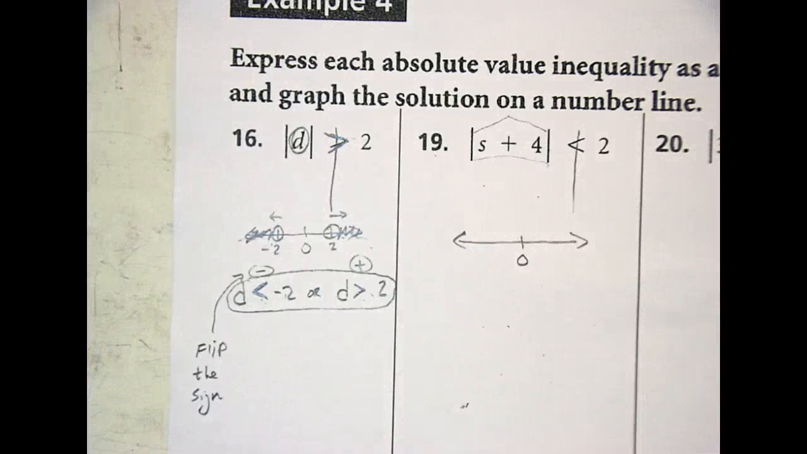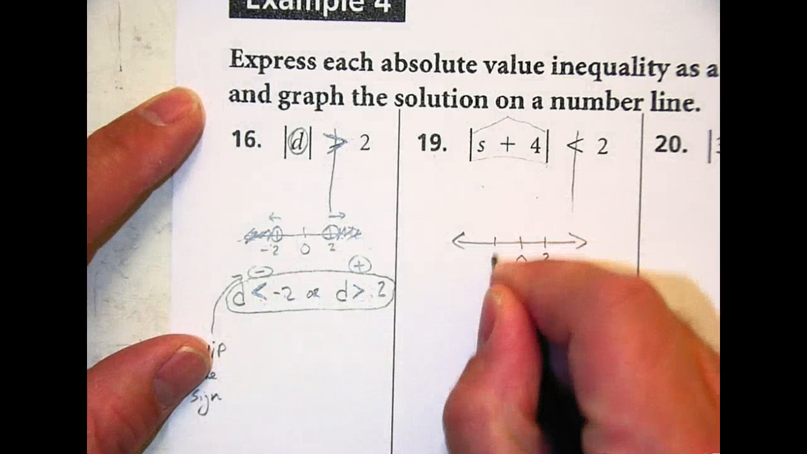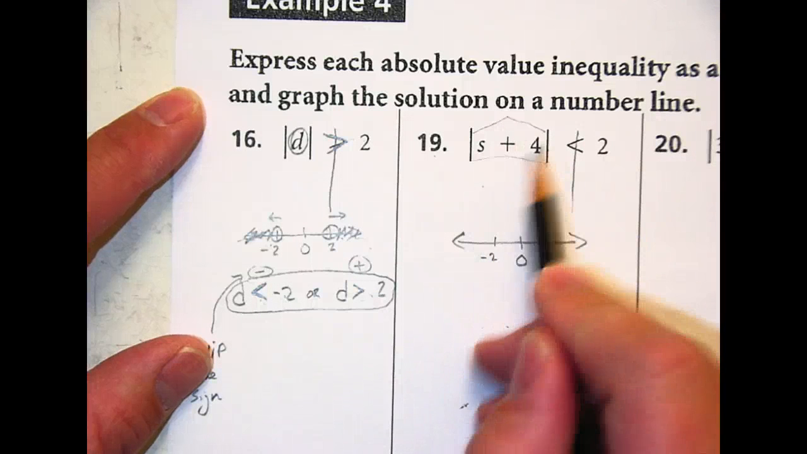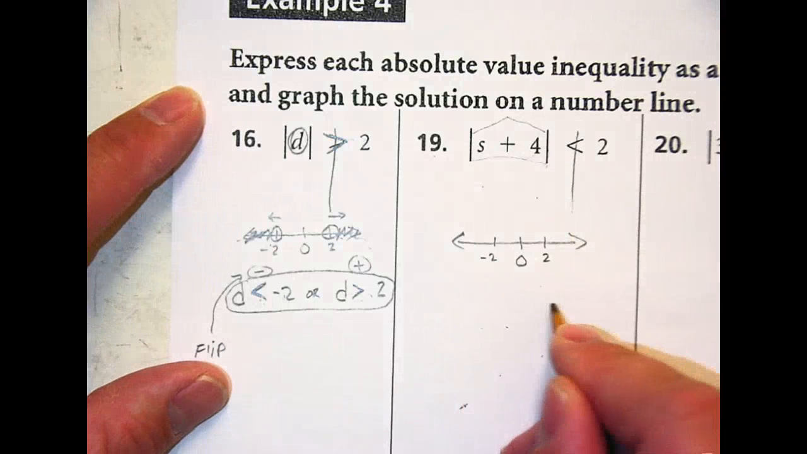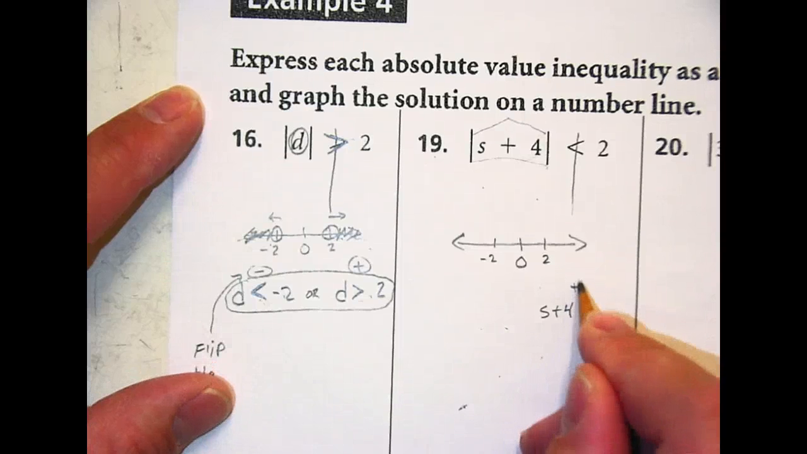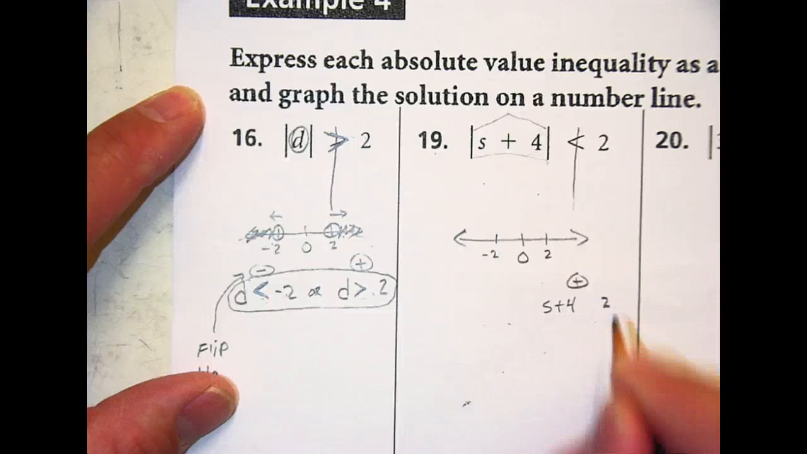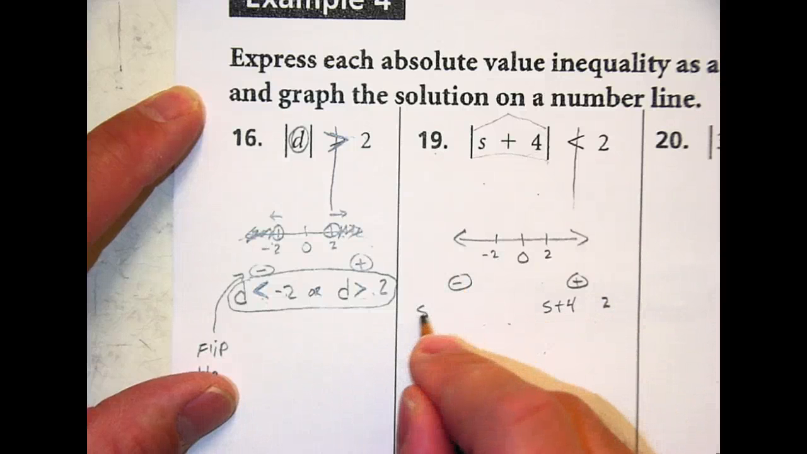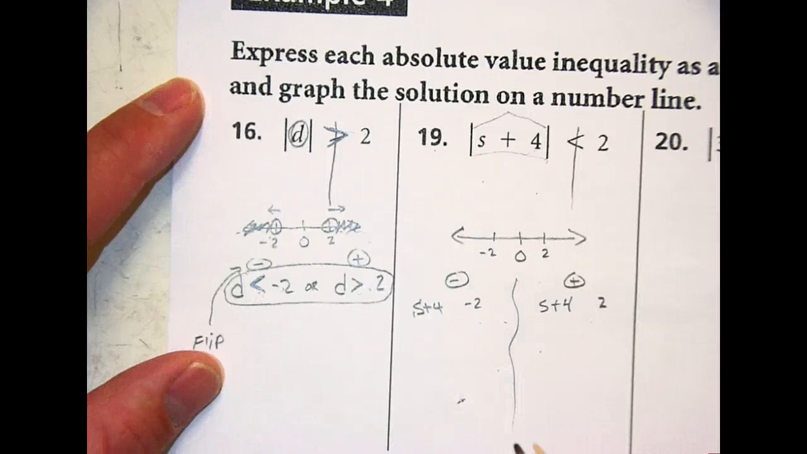Okay, on the number line, how many units from 0 am I? 2, right? So that means the thing inside our absolute value here has to be 2 units from 0. It means the s plus 4 has to be 2 units from 0. So it could be a positive 2 if we moved away this way. And our s plus 4, the thing inside the absolute value, could also be -2. So we've got our positive and our negative cases right there.